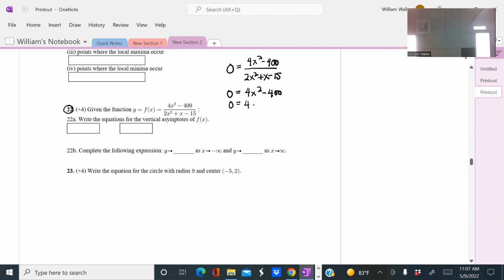A 4 will factor out, so you would have 4 times x squared minus 100, but x squared minus 100 is the difference of two perfect squares. So that factors as x plus 10 times x minus 10. Oh, so there are your two x-intercepts, 10 and minus 10. It crosses the x-axis at 10 and minus 10. But that wasn't one of the questions. But that's a good thing to remember.